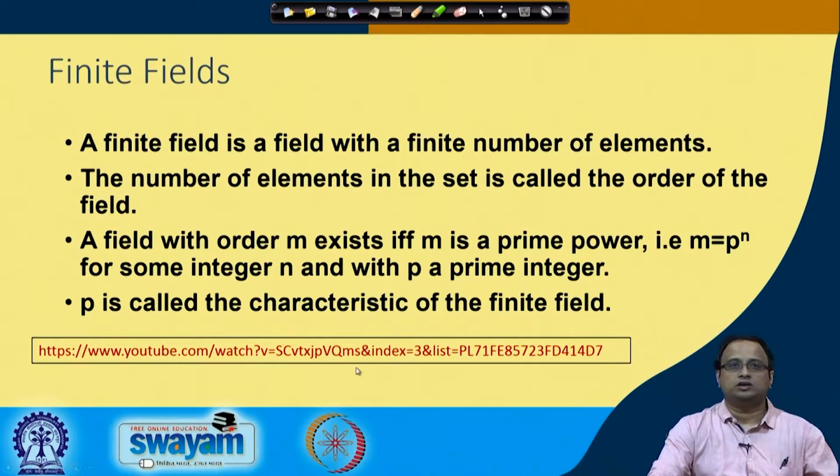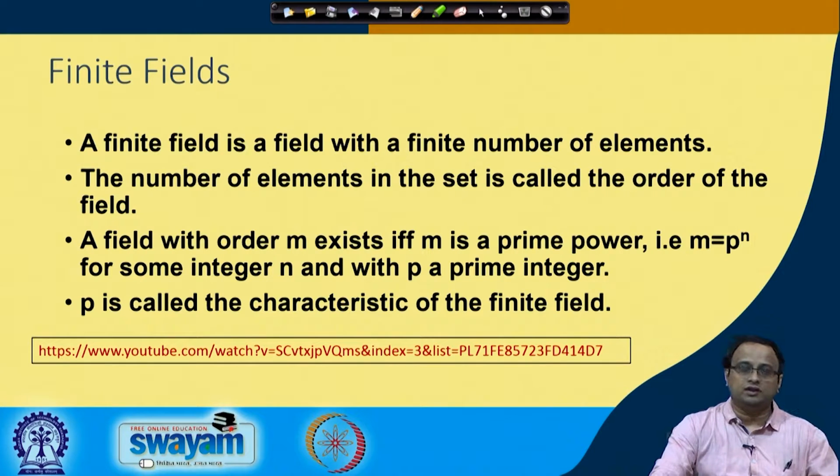So, to start with, a brief introduction into what are called finite fields. A finite field is essentially a field which has a finite set of numbers, and the number of elements in the set is often called the order of the field. There is a result which says that a field with order m exists if and only if m is a prime power, that means m is of the form p to the power n for some integer n, with p a prime integer. This p is often also called the characteristic of the finite field.